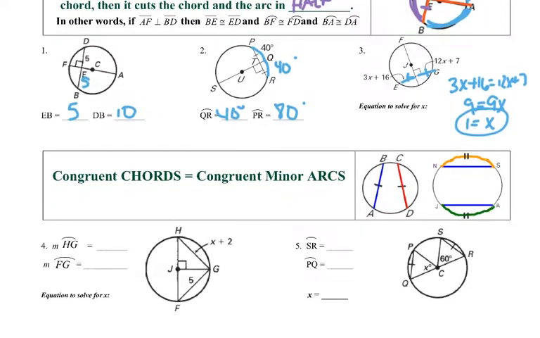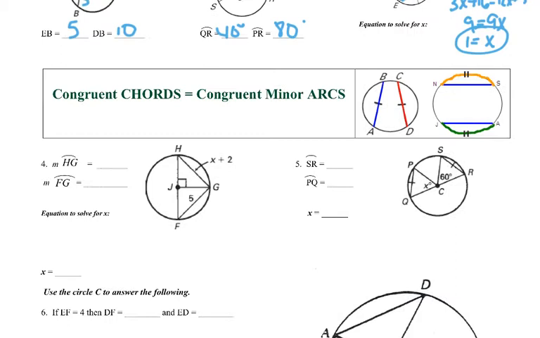Same thing here, congruent chords, congruent arcs. If it looks equal, it is equal. So these two arcs are the same if those two chords are the same. Similarly, these two chords are the same if those two arcs are the same.